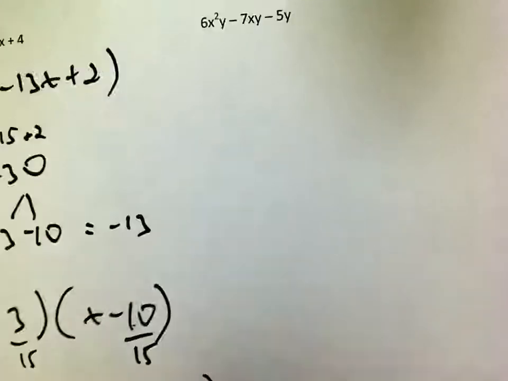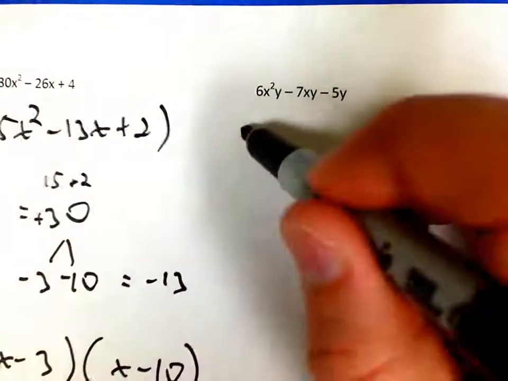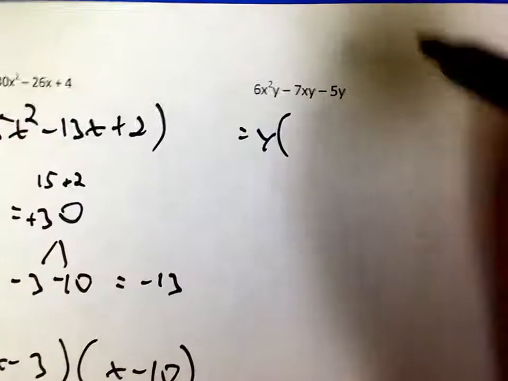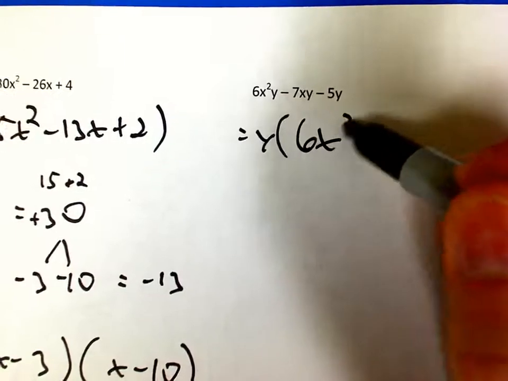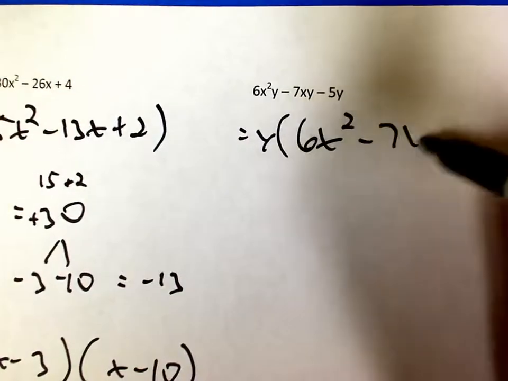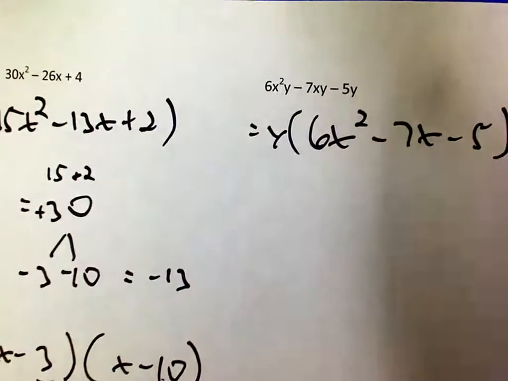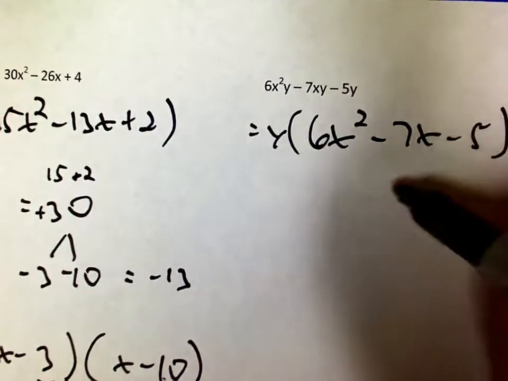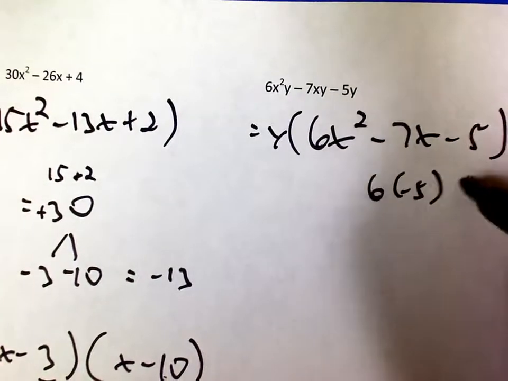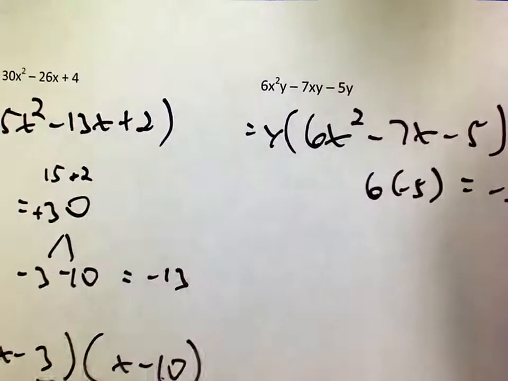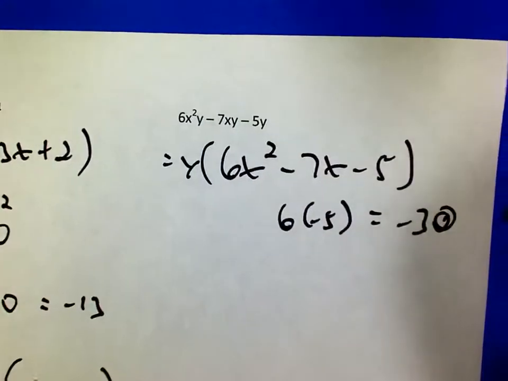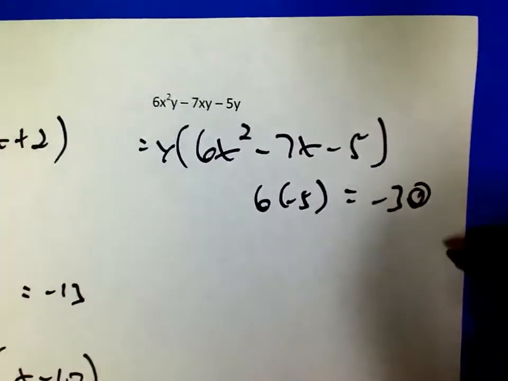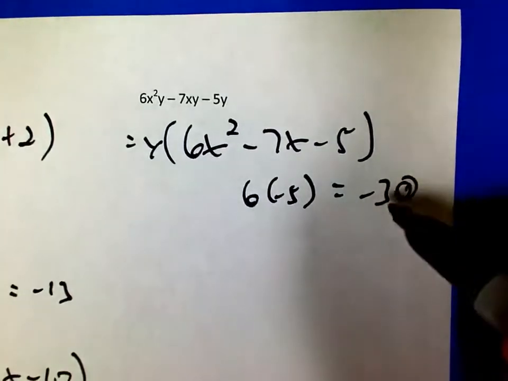Let's do one more. Notice once again we have a GCF of y. Make sure you always take out that GCF first. And we end up with 6x squared minus 7x minus 5. Let's do the inside of the parentheses. 6 times -5 is -30. We need to find what times what is -30 that gives us -7, which means we have opposite signs.